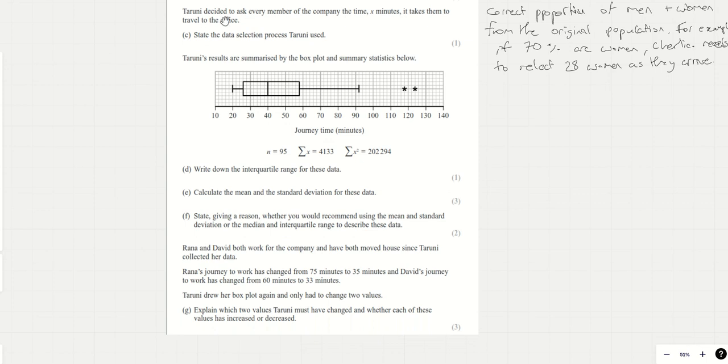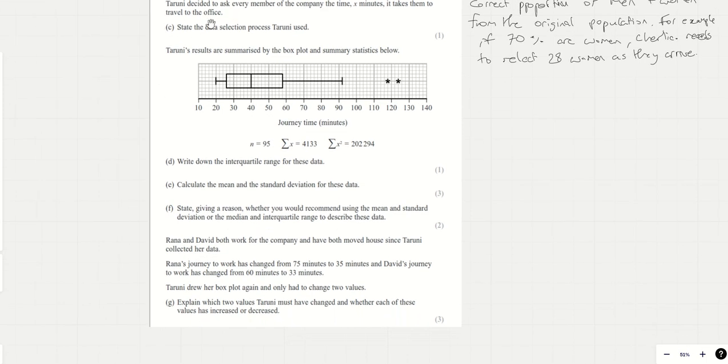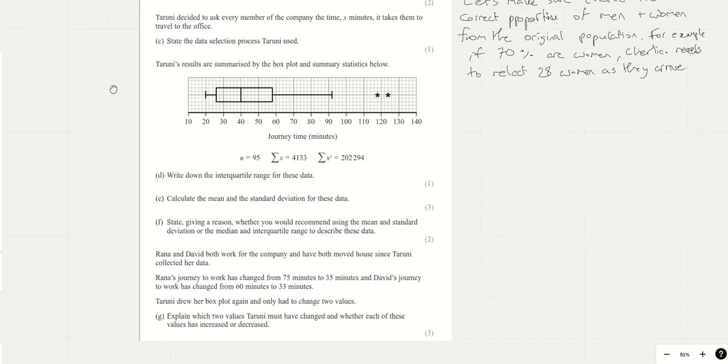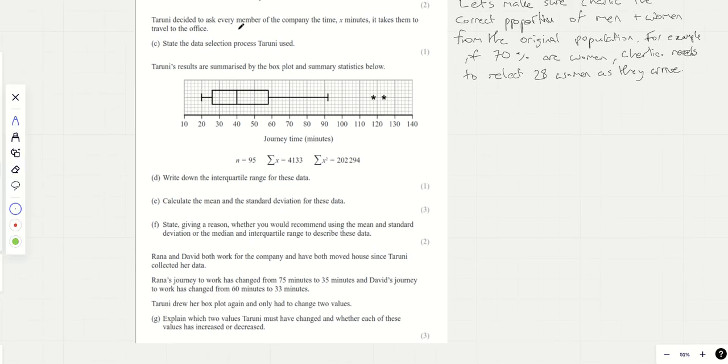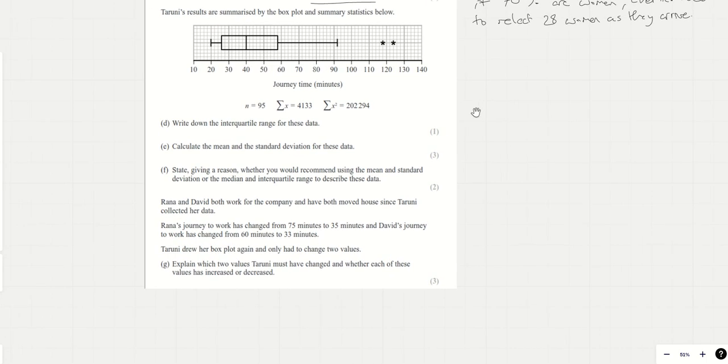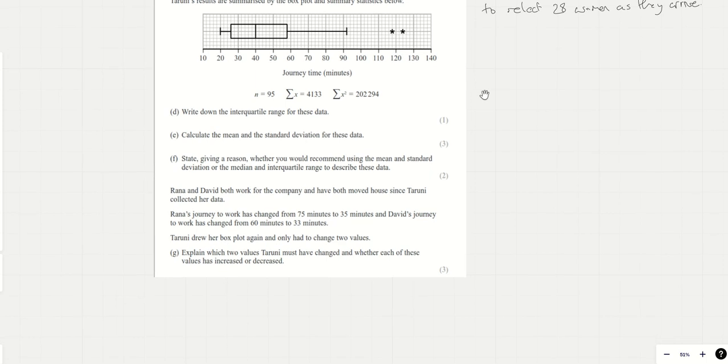Okay, Daruni decided to ask every member of the company the time x minutes it takes them to travel to the office. State the data selection process that Daruni used. The key phrase here is every member of the company. If you ask every member of the company, then that's a census. As we can see, these first 4 marks are very much about sampling. Sampling isn't difficult, but it is easy to get wrong, just because it's the kind of chapter which you rush through very quickly and never return to again. It's all in chapter 1 of the AS textbook.